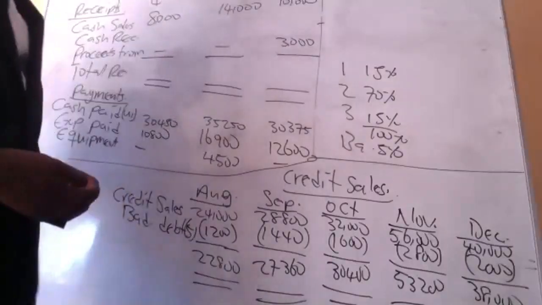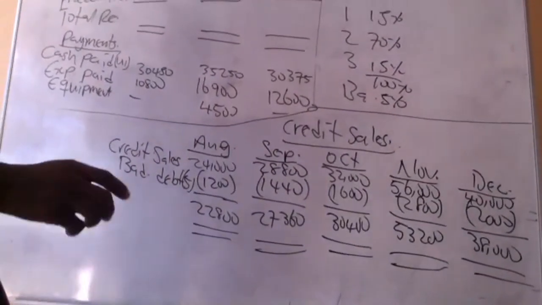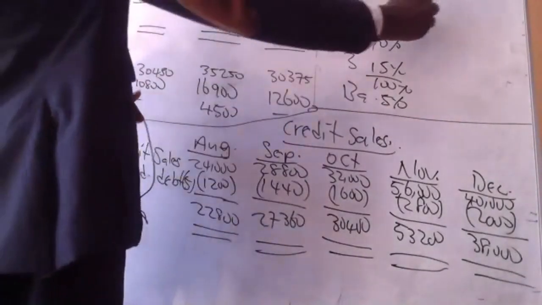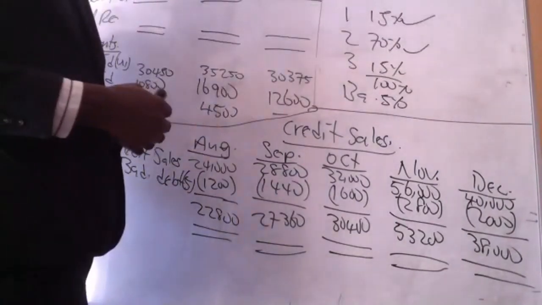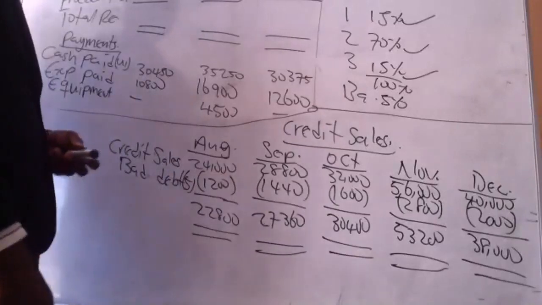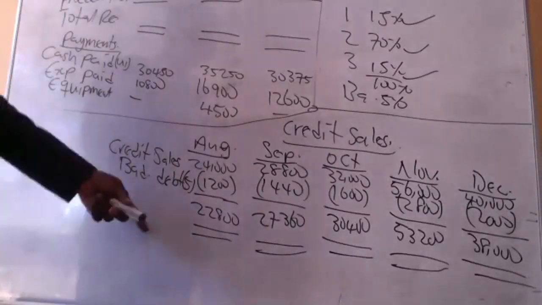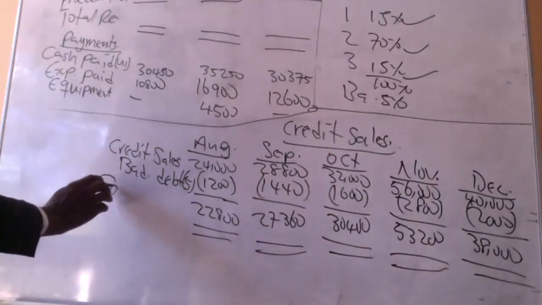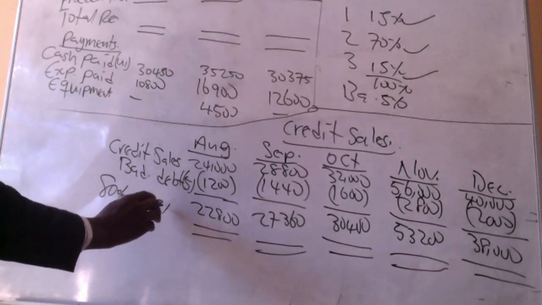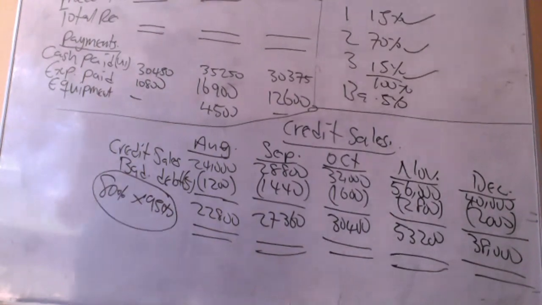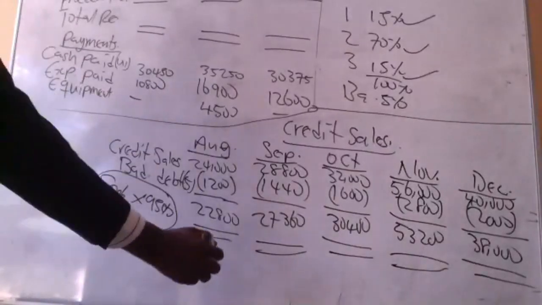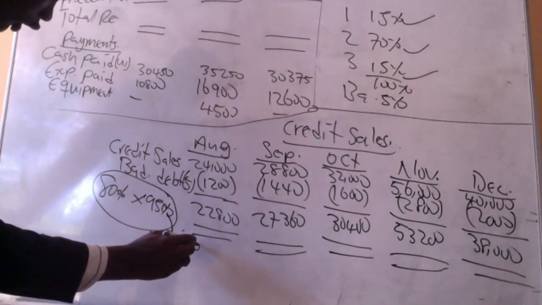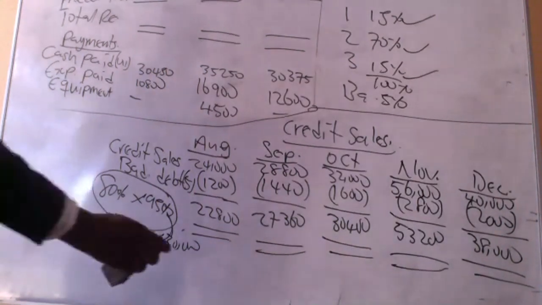These are the credit sales after bad debt. And these are the ones on which we are going to receive 15% in the same month, 70% in the next month, and 15% in the second month. So that's how we are going to do it. If you want to use just one single percentage to get this value straightforwardly, it should be 80% times 95% of the total sales. If you multiply the total sales for August, 30,000, by this figure, it gives you this.